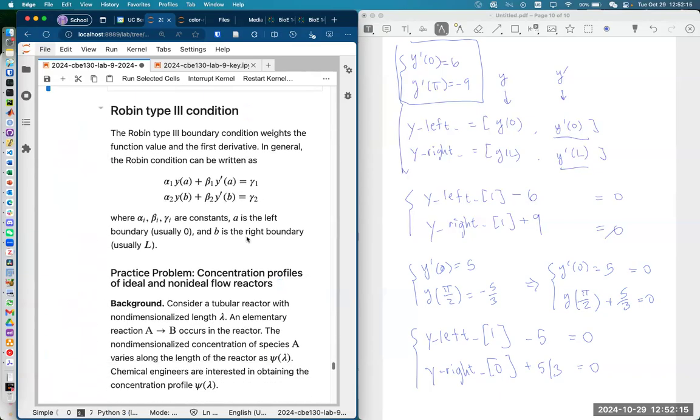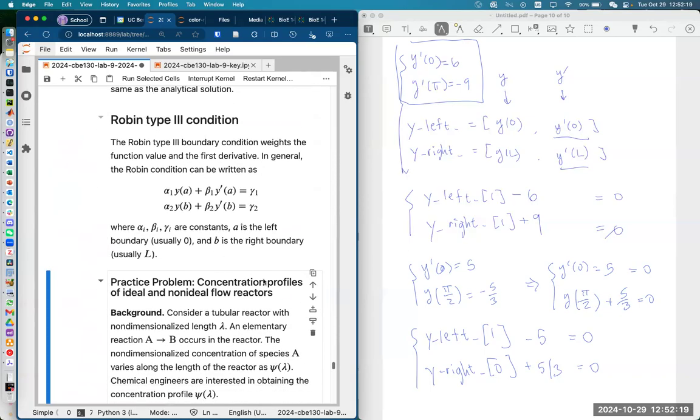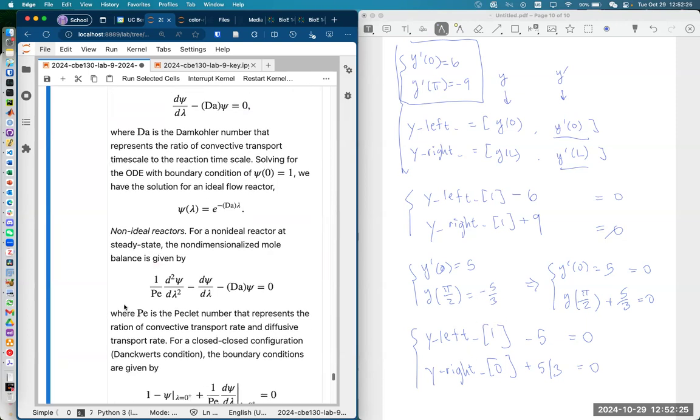Okay, and you can do the practice problem with this mixed boundary condition, and this will test your understanding of how to define complicated boundary conditions.